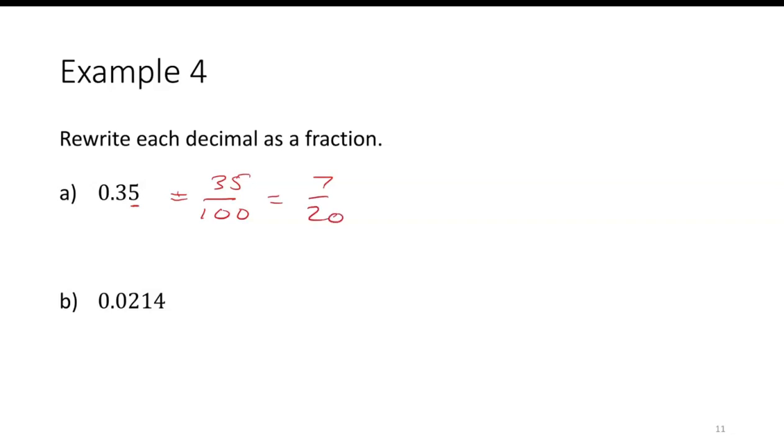Here is into thousands. That's the 10,000th place. So this is 214 over 10,000. Let's see here. If I divide by 2, this would be 107 on top and 5,000 on the bottom.